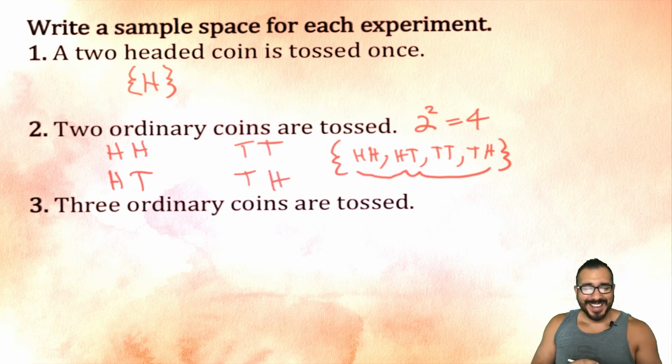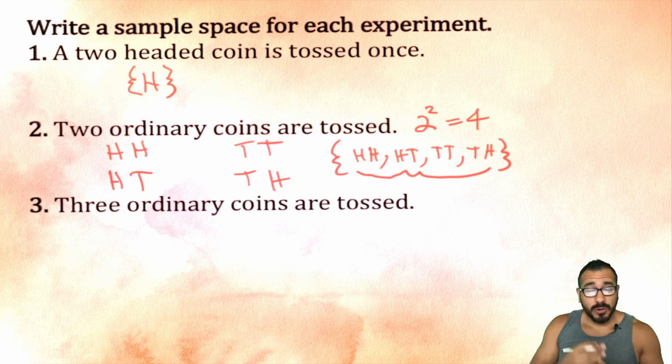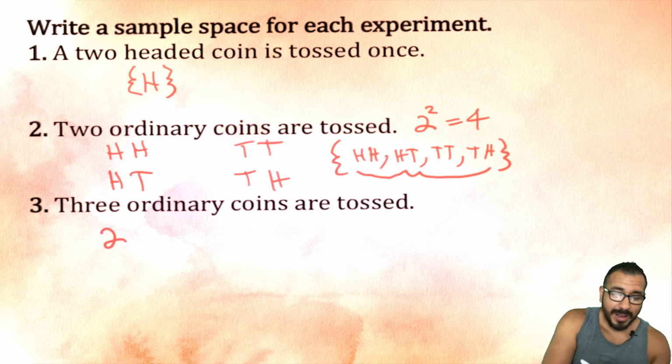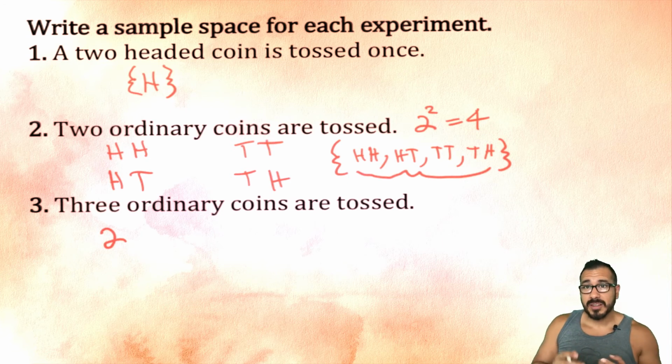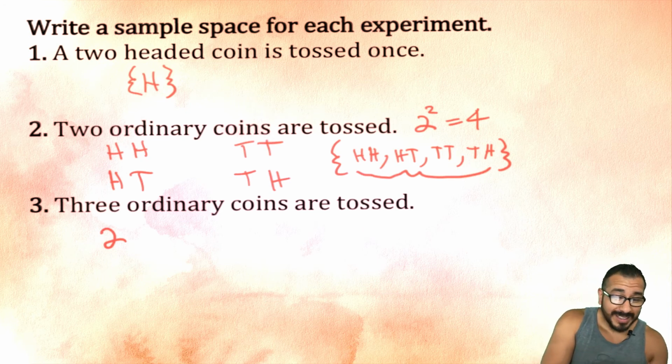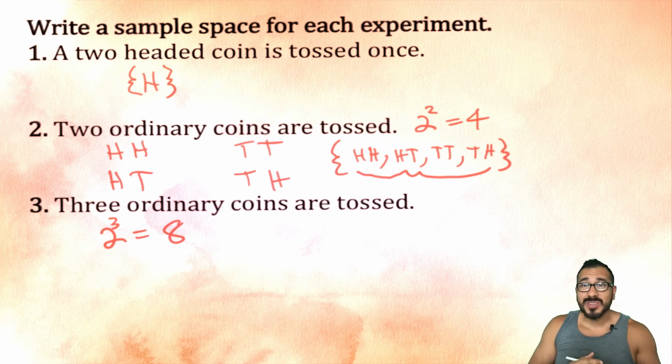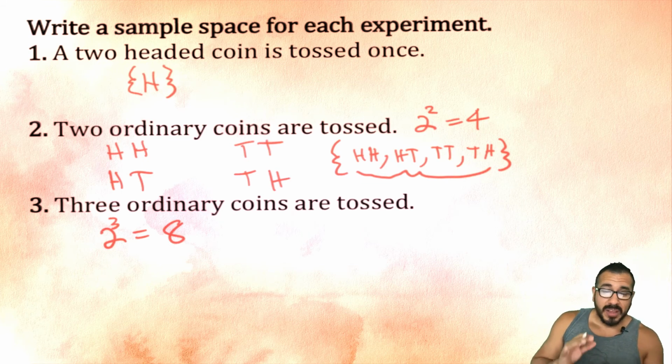All right. Number 3, 3 ordinary coins are tossed, right? So let's see here. We're going to have 2 options, right? 2 outcomes, either heads or tails. And how many times are we going to perform this action? Well, in this case, we're going to repeat the action 3 times. So it's going to be 2 times 2 times 2. So we're going to have a total sample space of 8. So make sure you use this and you write this down.